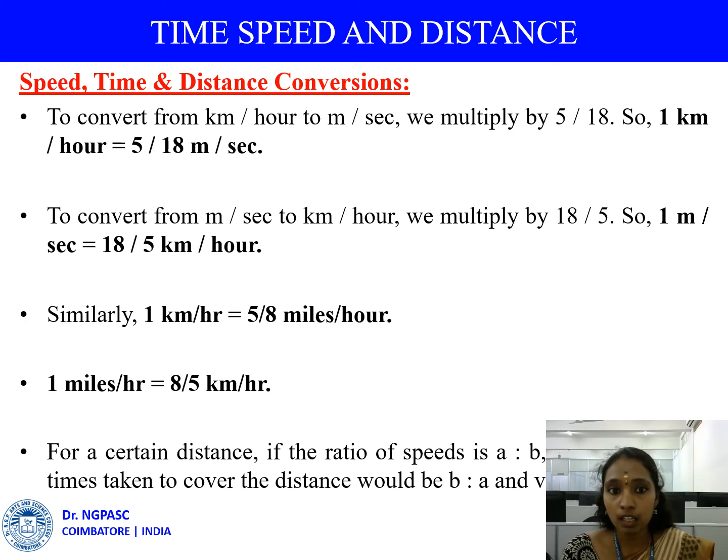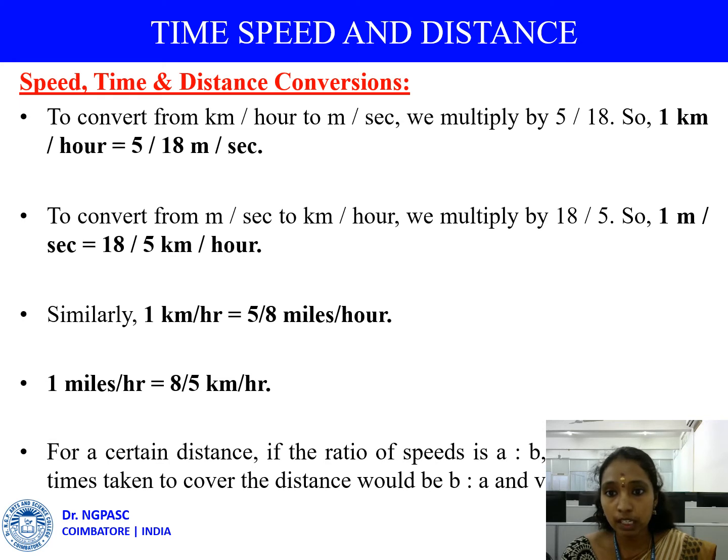In another model, to convert from meters per second to kilometers per hour, we need to multiply the value by 18 by 5. For example, suppose I take 20 meters per second. How do we convert 20 meters per second into kilometers per hour? We need to multiply it by 18 by 5.